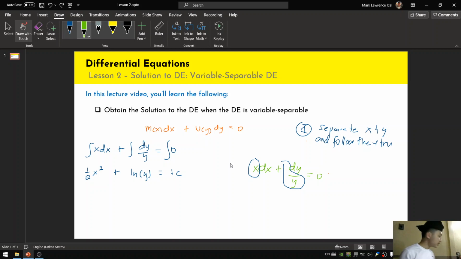What's the next step? So the next step is, yeah, that's it. Step number 2, integrate.